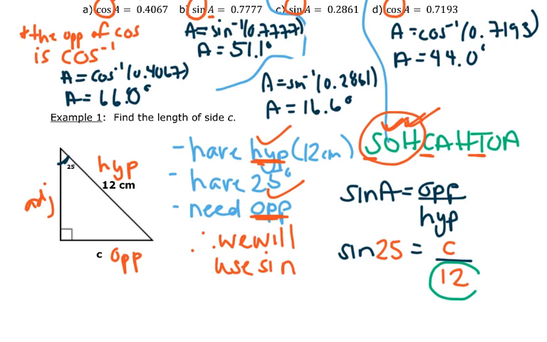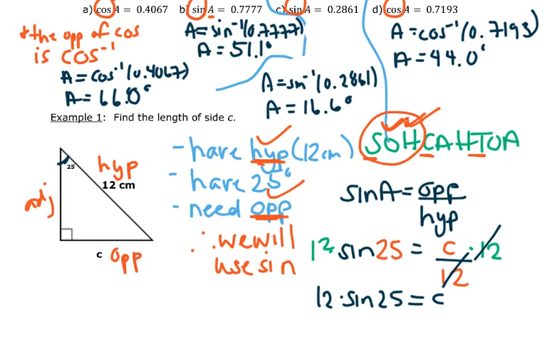We know that we want to remove this divided by 12. So anytime you want to remove something, you just apply the opposite of it. The opposite of divided by 12 would be times 12. So I'm going to multiply by 12 on this side and multiply by 12 on the left side. 12 divided by 12, those are just going to cross out. And we're left with 12 times sine 25 equals C.